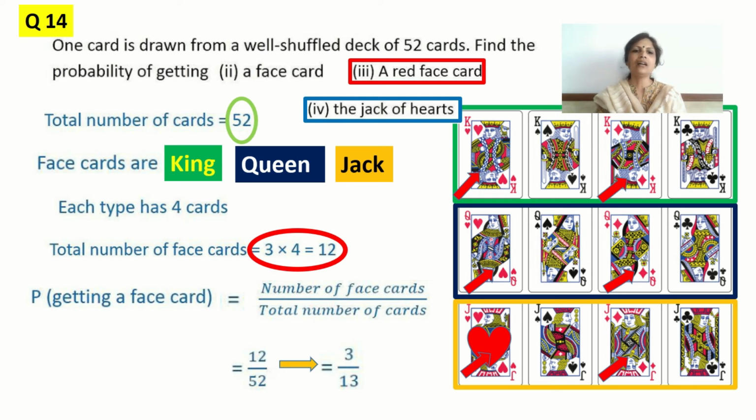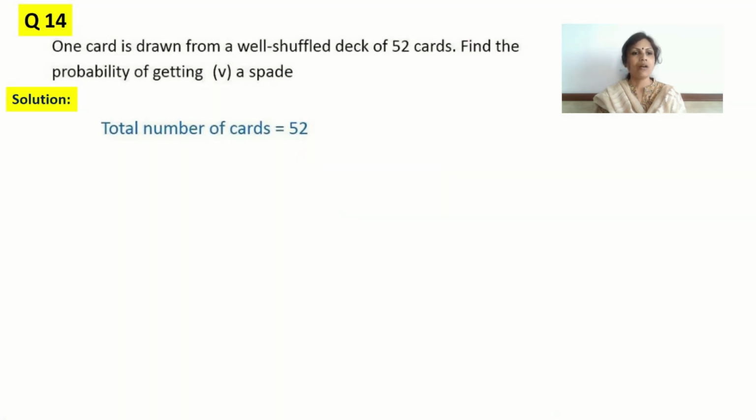One card is drawn from a well shuffled deck of 52 cards. Find the probability of getting a spade card. This is the 5th part of question number 14. Okay. First 2 we have solved. Then 3 and 4 is for your homework and this is the 5th part. Now see, they have not specified anything. They have not specified ace card, face card or whatever. What they said is, what is the probability of getting a spade card?